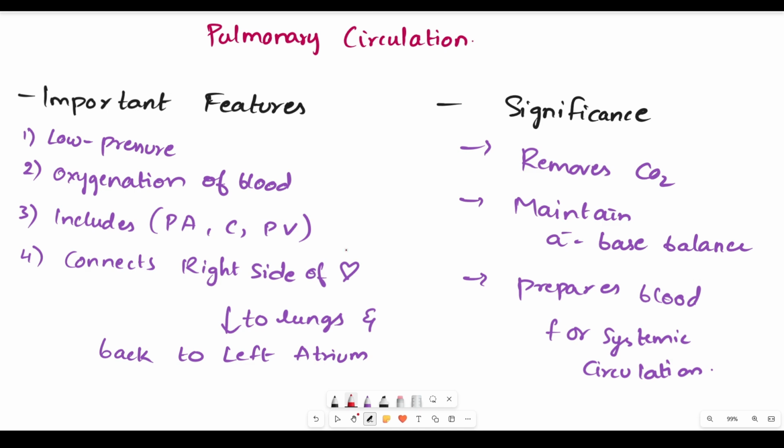Coming back to the next part, let's see some important features and the significance of this pulmonary circulation. Coming to the important features, this is mainly a low pressure circulation, and the oxygenation of the blood is one of the main functions of this circulation. This includes the pulmonary arteries, pulmonary veins and capillaries. It is mainly useful for connecting the right side of the heart to the lungs and back to the left atrium. Coming back to the significance, this circulation is useful for removing the carbon dioxide. It helps to maintain the acid base balance. It also prepares the blood for the systemic circulation.